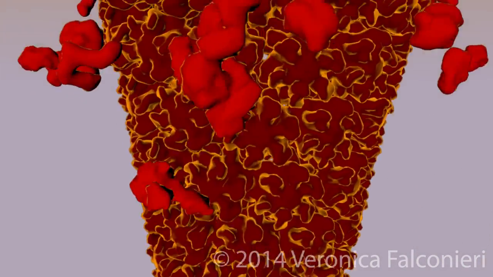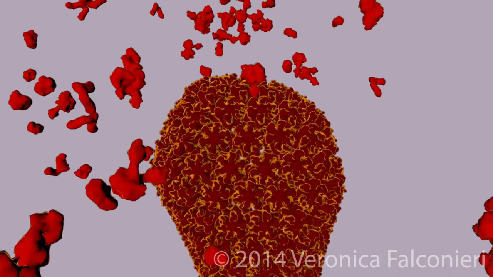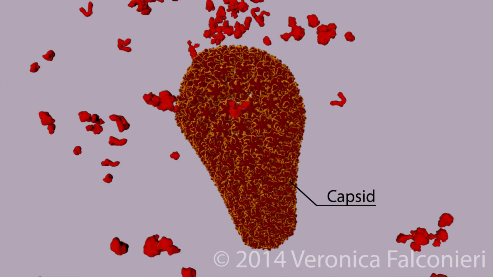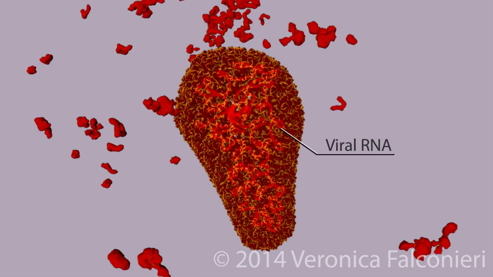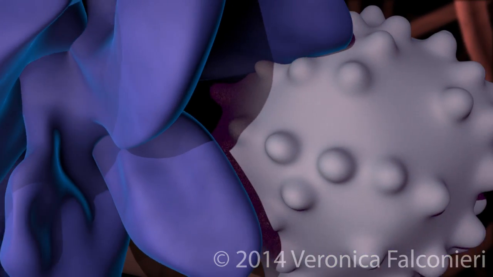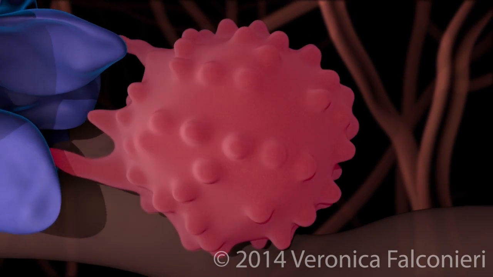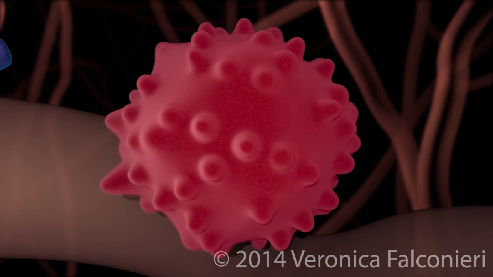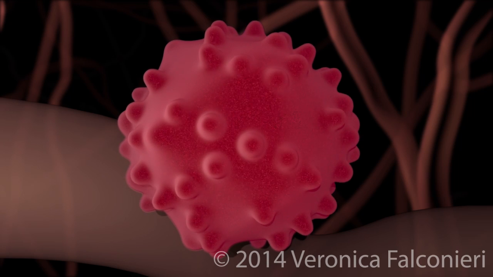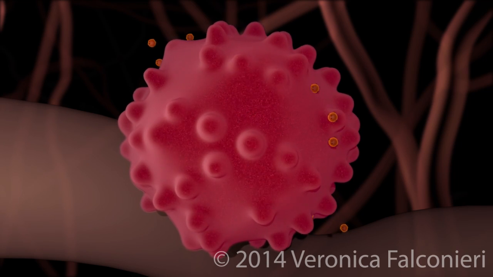HIV empties its capsid and proteins into the cell. The capsid contains viral RNA, which is a set of molecular instructions to make more HIV. In a complex multi-step process, HIV's proteins put the viral instructions into the DNA of the T cell. The T cell is now infected. When the cell uses its DNA, it will read the viral instructions hidden there and produce more HIV.